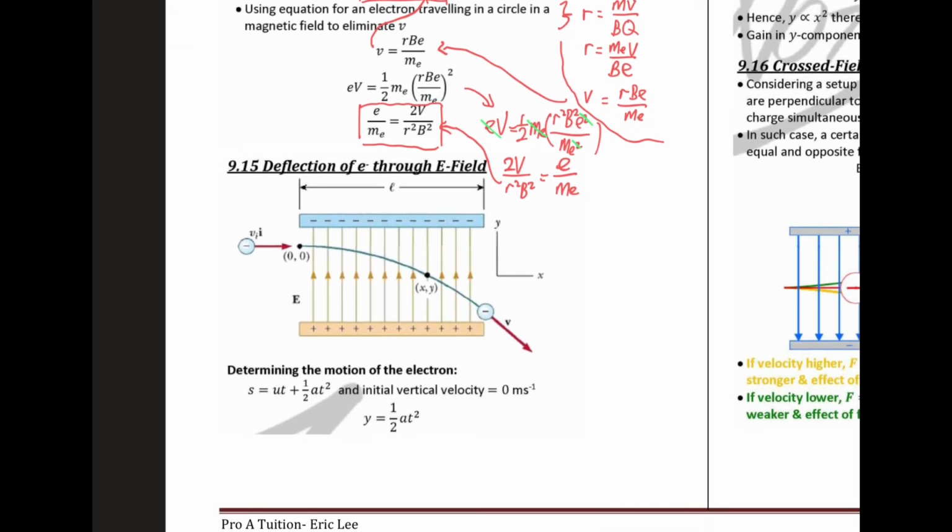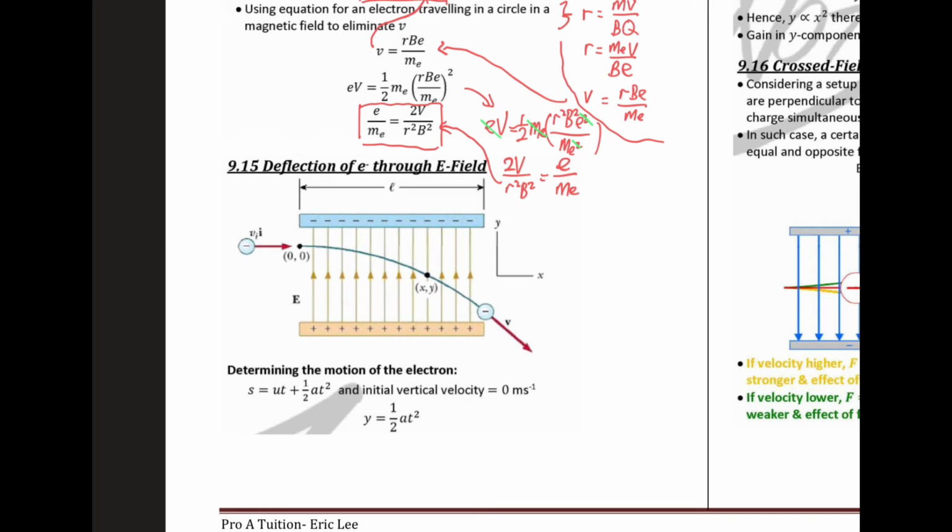9.15, deflection of electrons through an electric field. You can see here, if the electron is moving through the electric field, it will go down. Why? Because the bottom is positively charged, and the electron is attracted by the positive charge. So how to do the calculation then?